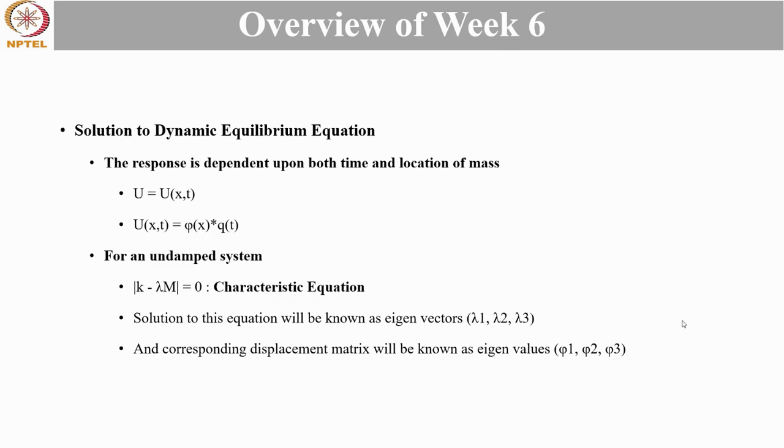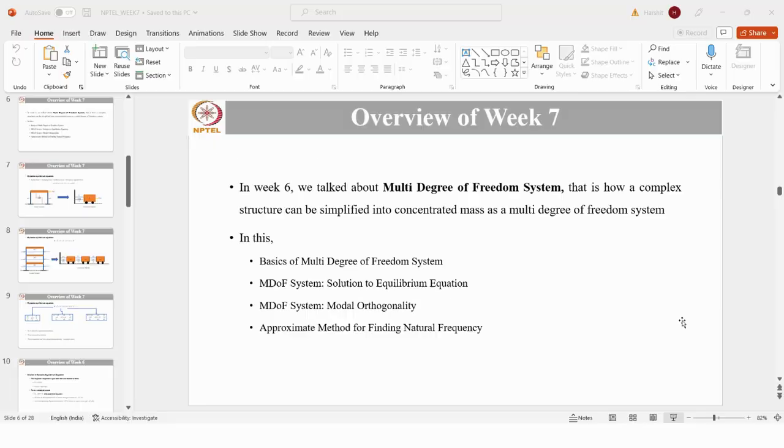However, now deformation will not only change with time, but also with the position of mass, that is first floor, second floor, and so on. Thus, the response is written in the form u is equal to u of x comma t, where the deformation depends upon both time and location of mass. With certain assumptions for an undamped system, assuming that the deformation is sinusoidal, we obtain a characteristic equation of the form k minus lambda m is equal to 0, where lambda is nothing but the square of the natural frequency. The solution to this equation is known as eigenvalues, and the corresponding deformation shapes are known as eigenvectors. So this is what we saw in week 7, in module 1 and module 2 of the week.